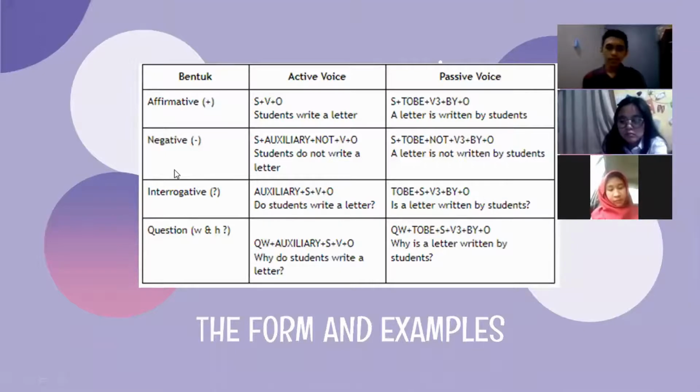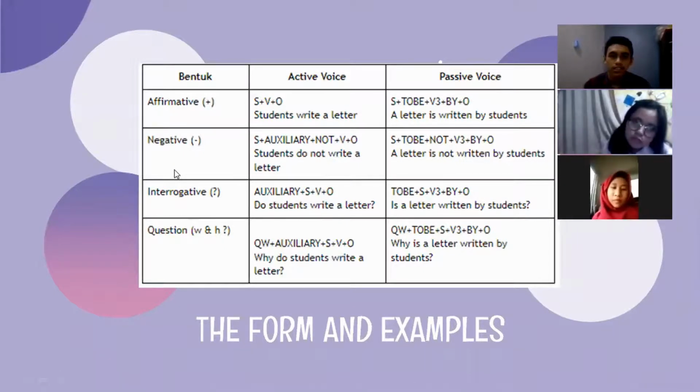Now I have the form and example. Okay, the forms. The number one is affirmative, is positive. In active voice is subject plus verb plus object. For example, students write a letter. In passive voice, we have subject plus to be plus verb 3 plus by plus object. For example, a letter is written by students.